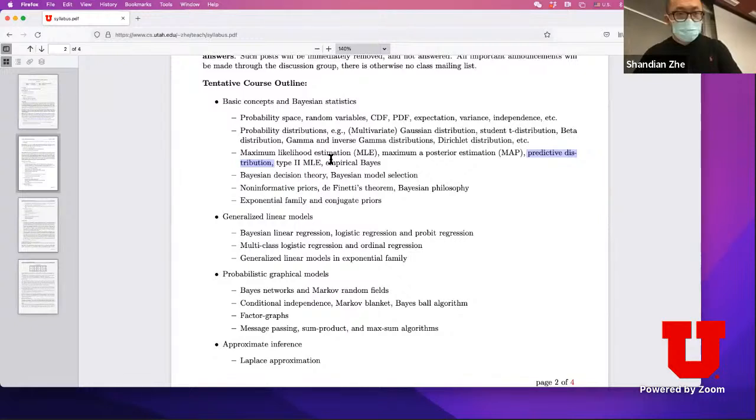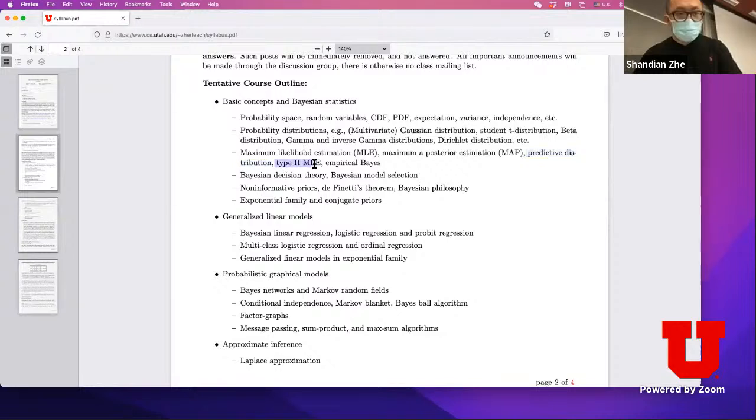Actually, MLE and MAP are often viewed as inferior in that they are just point estimations. So we really want to calculate the predictive distribution, namely, given the training data and a test point, can you give me the posterior distribution on the test output given the training data? This is called the predictive distribution. And how do we calculate that?